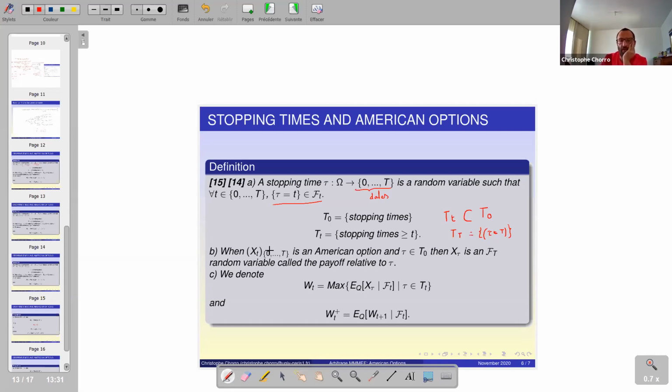Okay, so when I have an American option written in its actualized way, and if I have a stopping time, I denote by X tau the payoff of this American option that is relative to tau. If I take tau as the decision of exercise at time t equal to 0, tau will represent what I will do in the future in terms of exercise, and what I will obtain. I will obtain the payoff X at the time where I will exercise. That will be for me tau, my random time strategy, let's say. So that's why I denote X tau the payoff relative to tau.